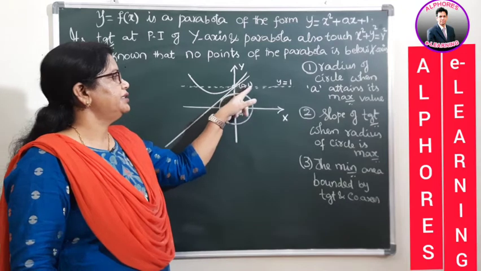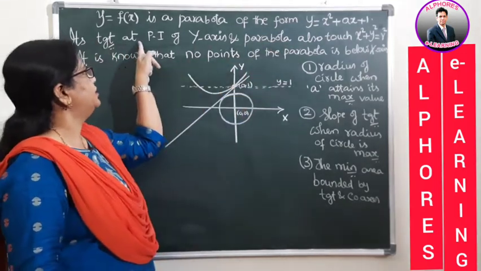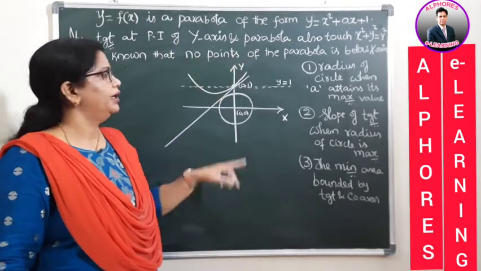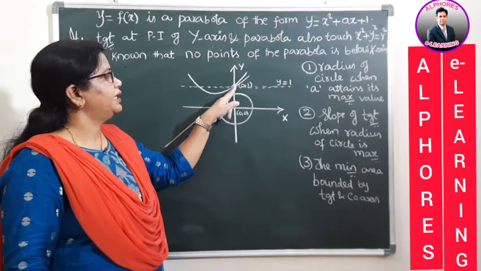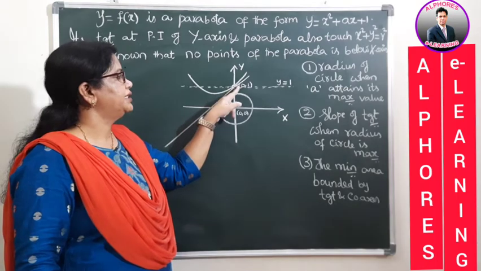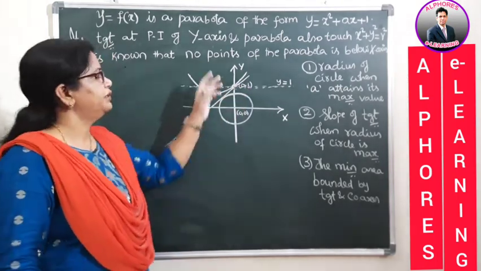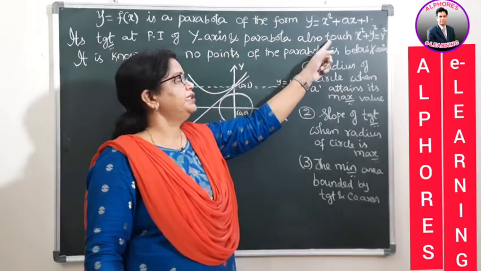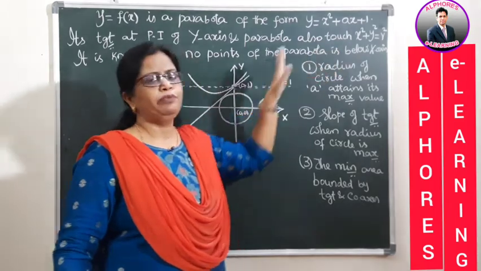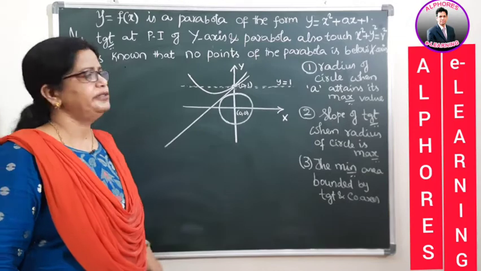This one is at (0, 1) here, because they are asking that the tangent is drawn at the point of intersection of the y-axis and parabola. Whenever the parabola cuts the y-axis, x is 0, so y is 1. So the tangent is drawn exactly at the point (0, 1). Now what is this tangent doing? This tangent is also touching a circle. How is the circle? Center is the origin, radius is r. So here a and r, two unknown values we have.